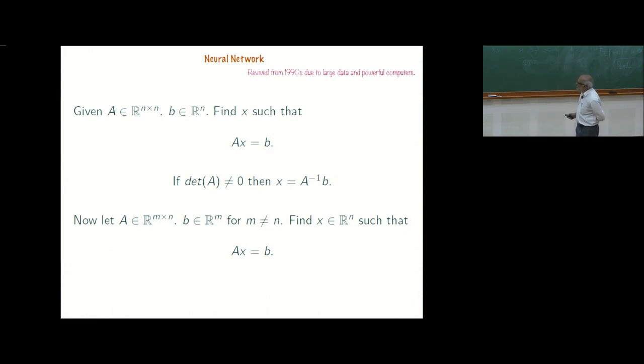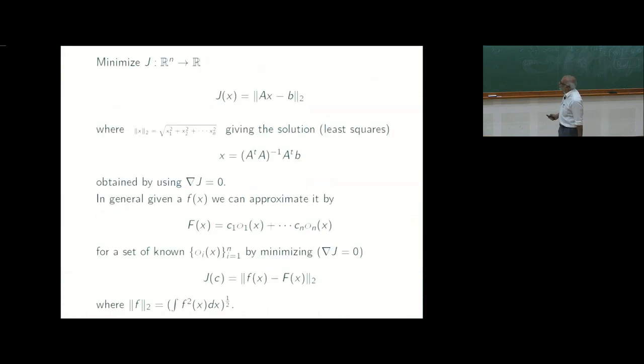Suppose you wanted to solve a linear system like this. If A was a square matrix, you would just invert it and get the solution. But if it was a rectangular matrix, M cross N, then we don't know how to get a solution. So what you do is you minimize the error. This is the L2 norm. If you minimize this in the least square sense, you would get a solution like this: A transpose A inverse of A transpose.